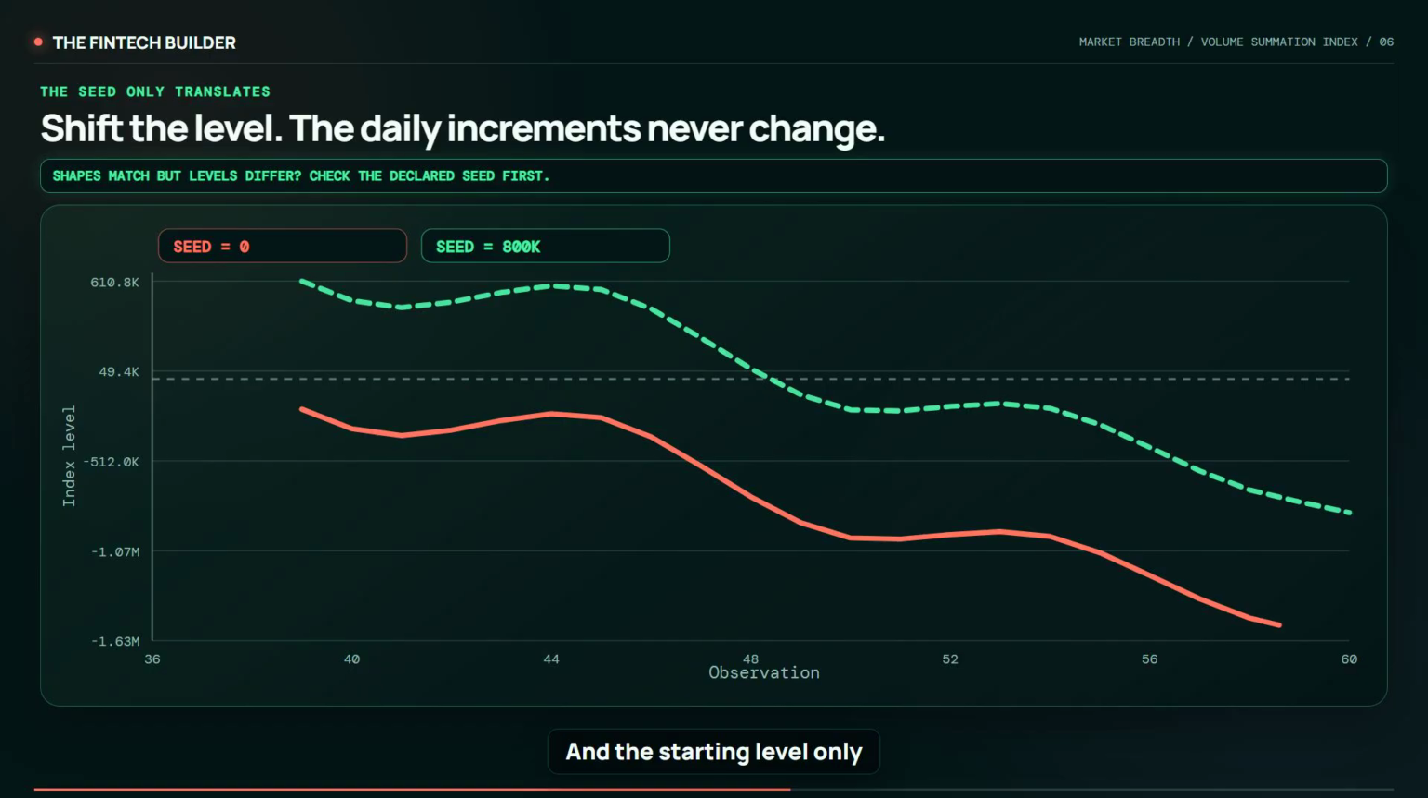And the starting level only translates the path. It shifts the whole line up or down, and it changes nothing about the daily increments. So if you compare 2 systems and the shapes match, but the levels do not, look at the declared seed before you look at the arithmetic.